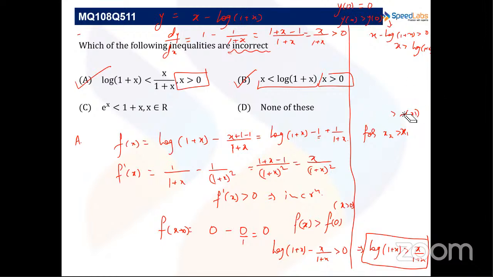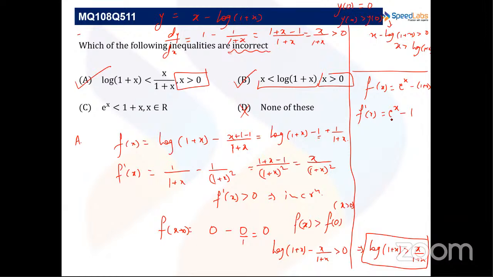Now checking it for C, obviously D is not the answer. Then f(x) is equal to, let's say, e to the power x minus 1 plus x, so f dash x will be equal to e to the power x minus 1. So we know that for x belonging to any real number, we have to find.